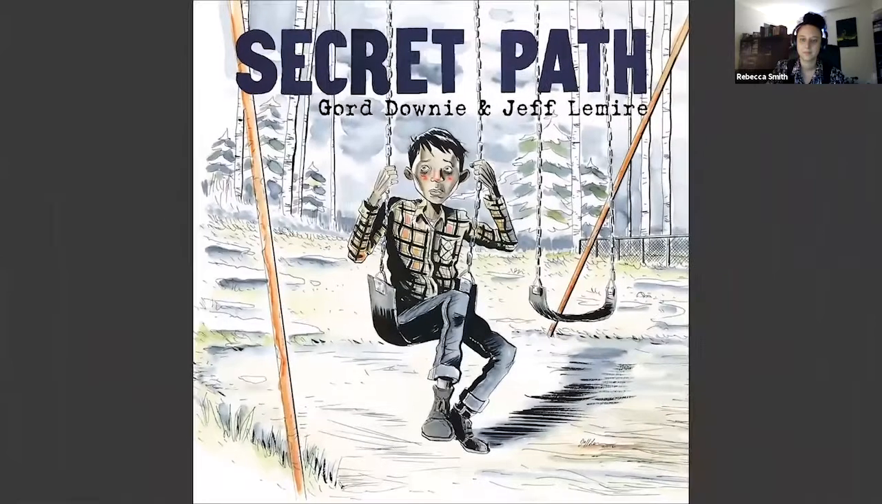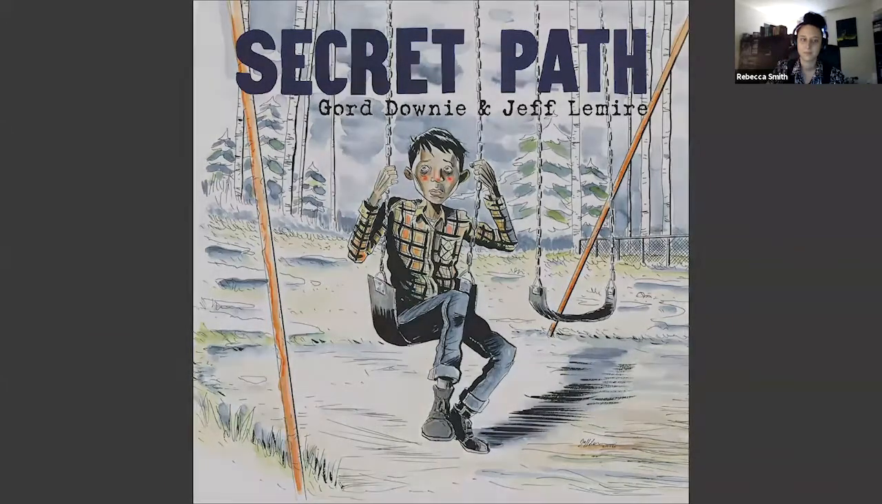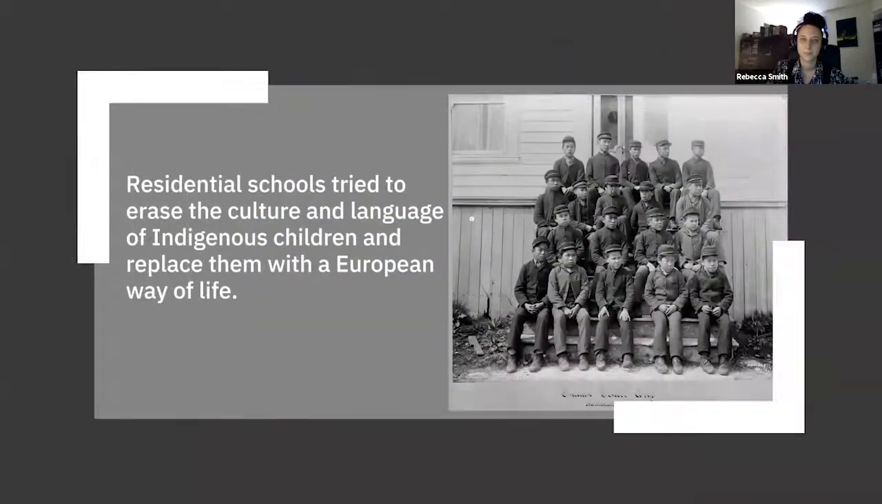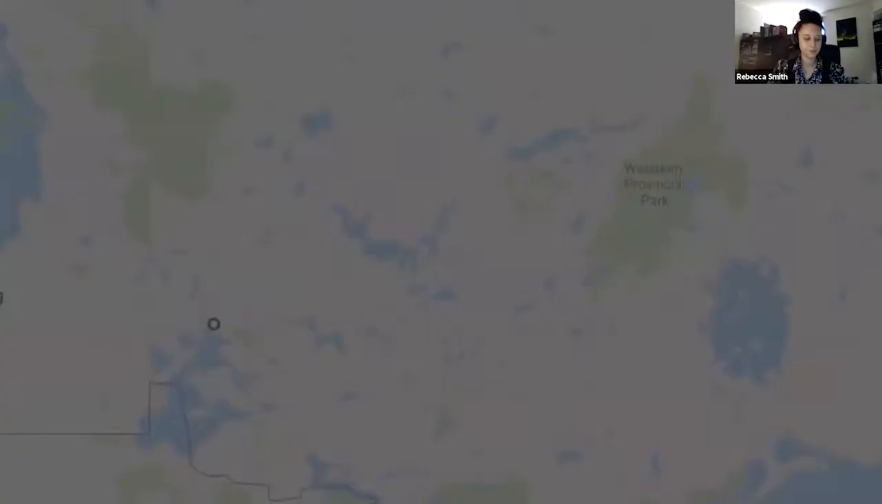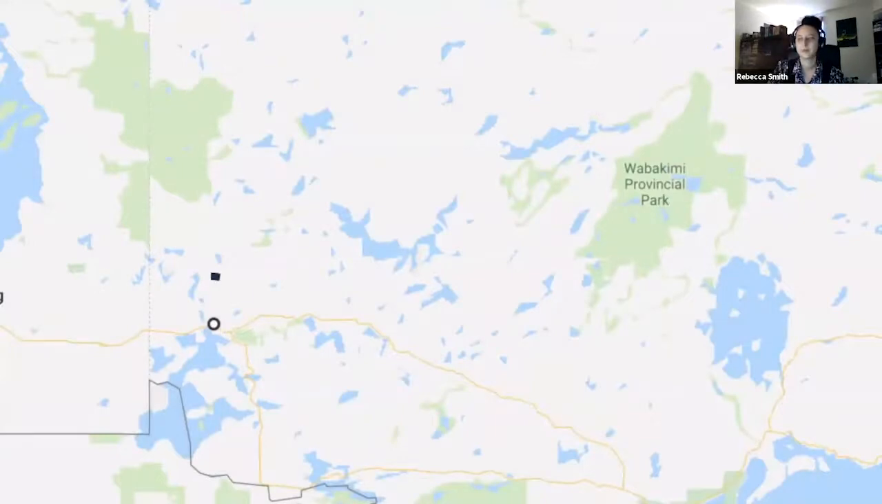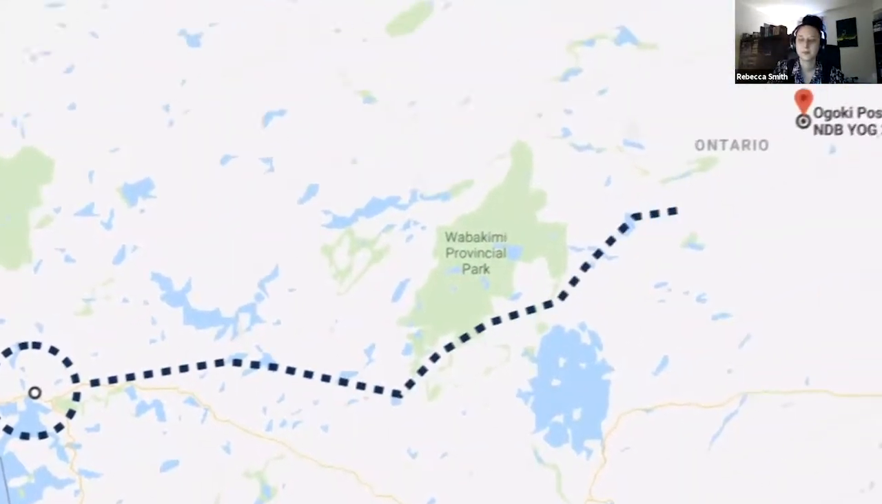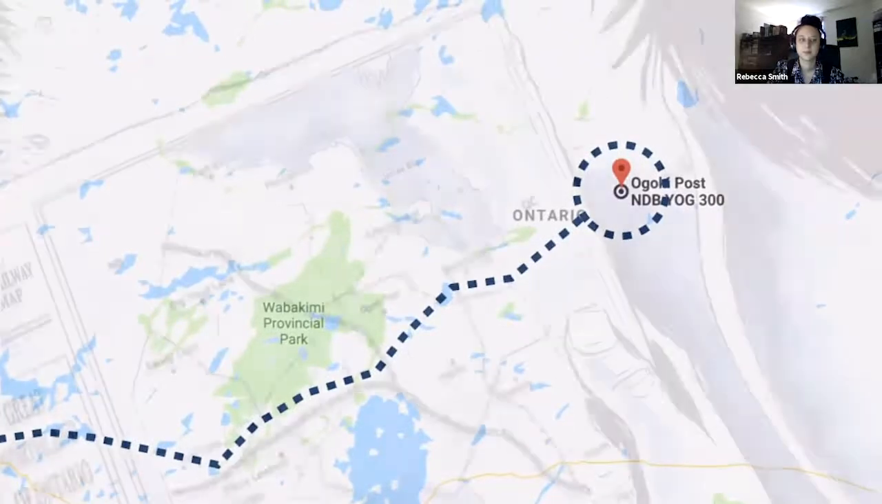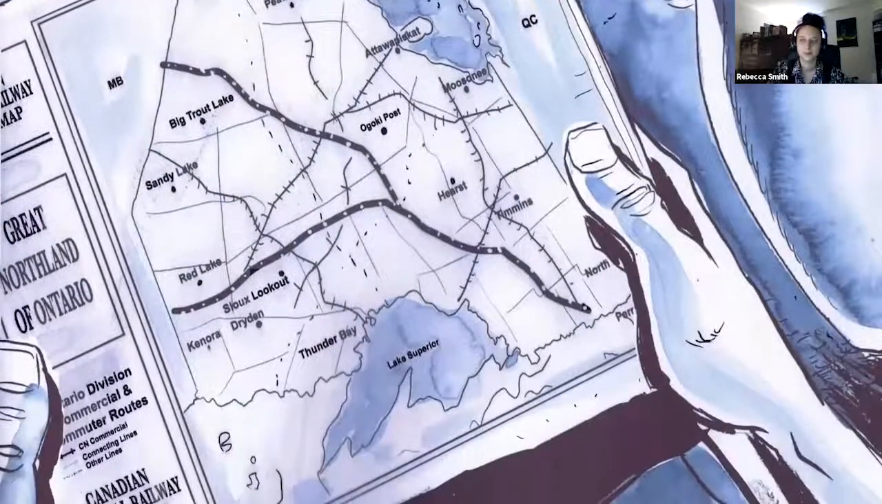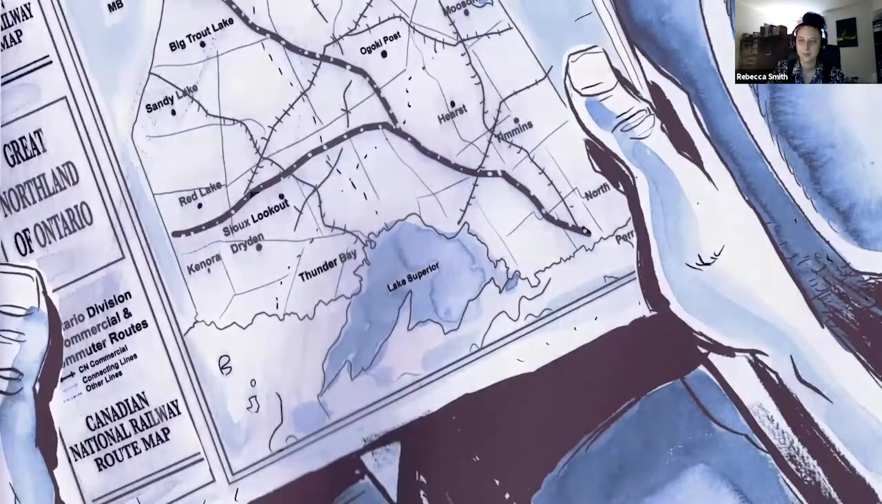Chanie Wenjack, the main character in Secret Path, was one of hundreds of thousands of Indigenous children sent to residential school. Residential schools tried to erase the culture and language of Indigenous children and replace them with a European way of life. In 1967, Chanie ran away from residential school and attempted to walk over 600 kilometers home to his family and his culture by following the train tracks. He passed away from the cold before he could make it there. He was only 12 years old.